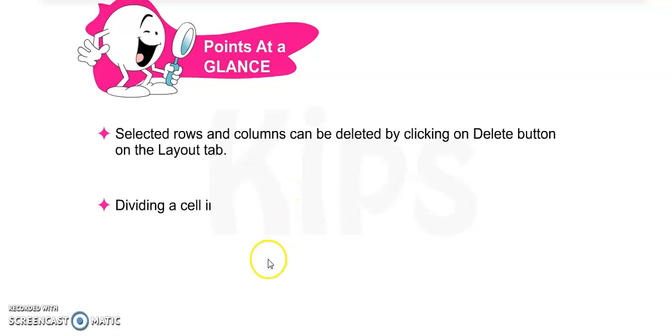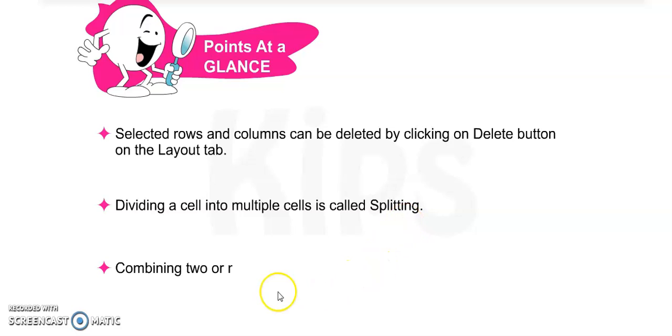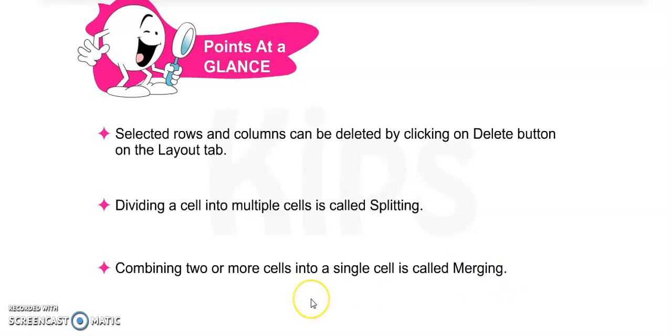Next, selected rows and columns can be deleted by clicking on the Delete button on the Layout tab. Dividing a cell into multiple cells is called splitting, and combining 2 or more cells into a single cell is called merging. Okay, children, now we have done this chapter. Now I will give you homework: the question answers of this chapter.